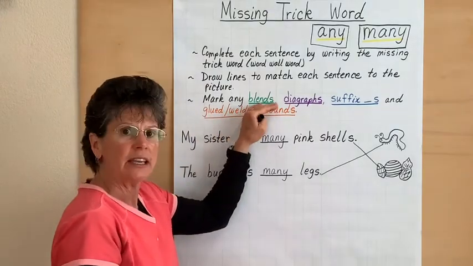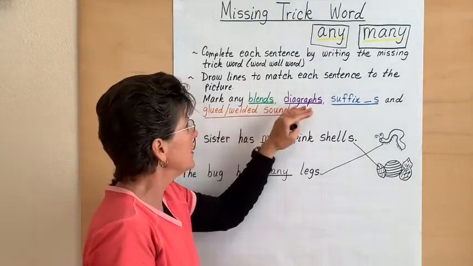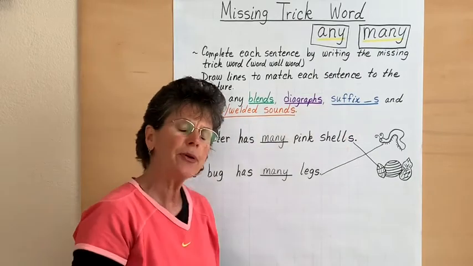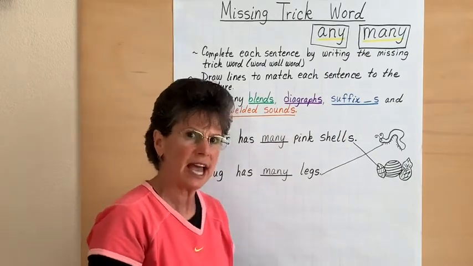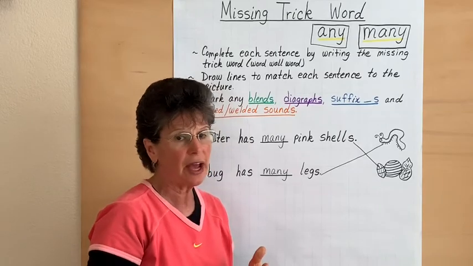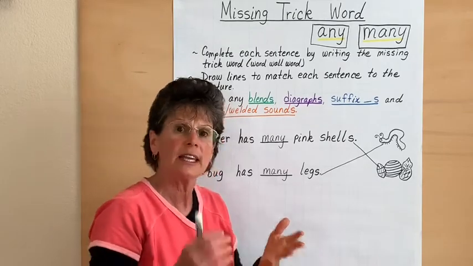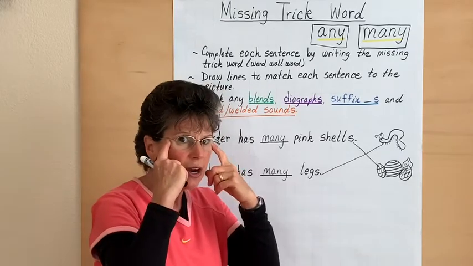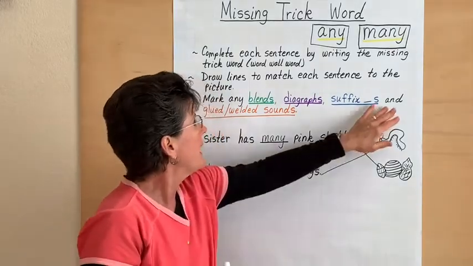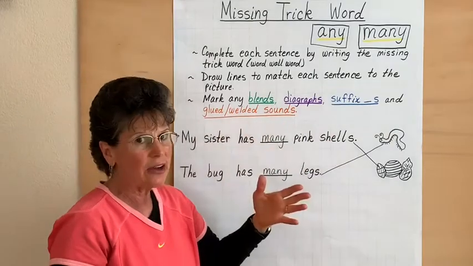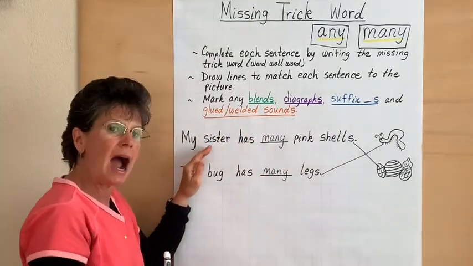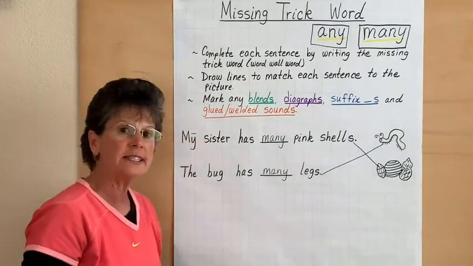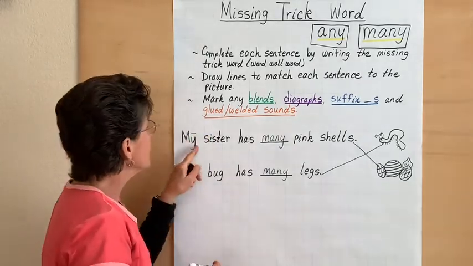Once you have them all matched up, then you're going to go back and try to see if you can mark all your blends again, your digraphs, your suffixes. So remember, it might be a suffix S, but we've also talked about other ending suffixes, our ed, our ing, so just be aware of those as well. And any glued welded sounds. So as we look at "my," yep, I hear a long vowel sound, that Y taking on the long I.